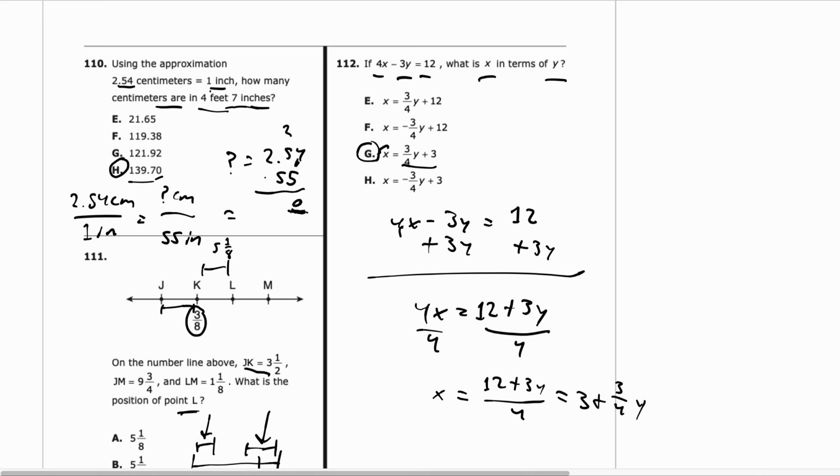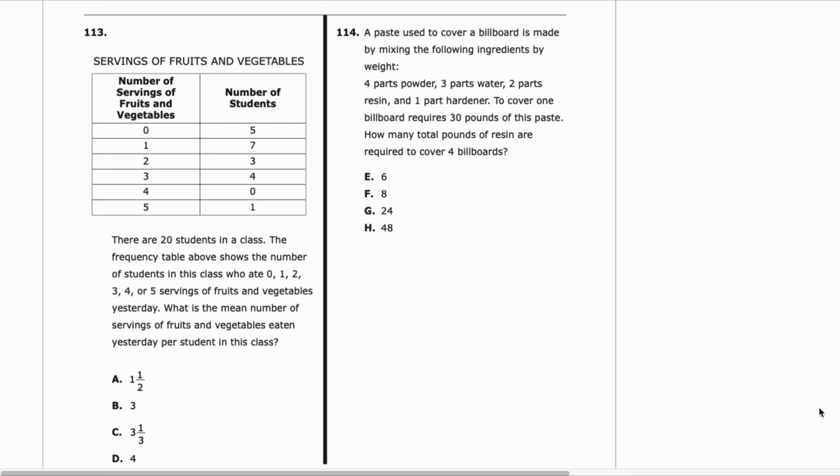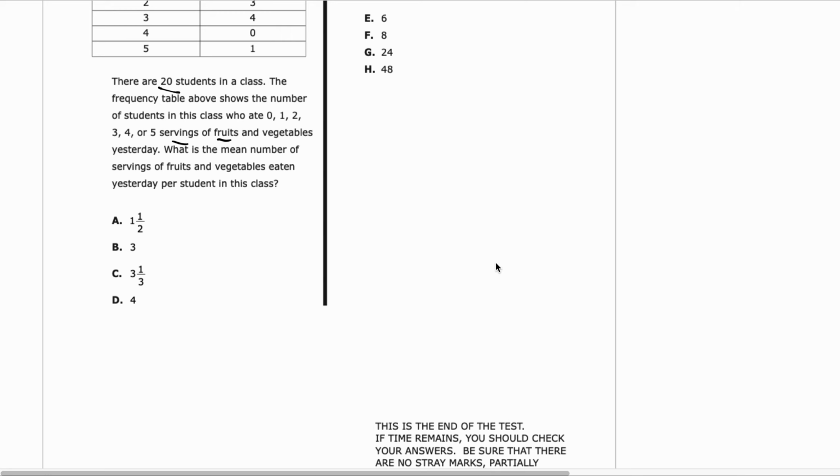Alright. So now we're going to do 113. So we have servings of fruit and vegetables, and then the number of students. So there are 20 students in a class, and we have a frequency table which shows the number of students in the class who ate a certain number of servings of fruits and vegetables. And we want to know what the mean number of servings of fruit and vegetables eaten yesterday per student is.